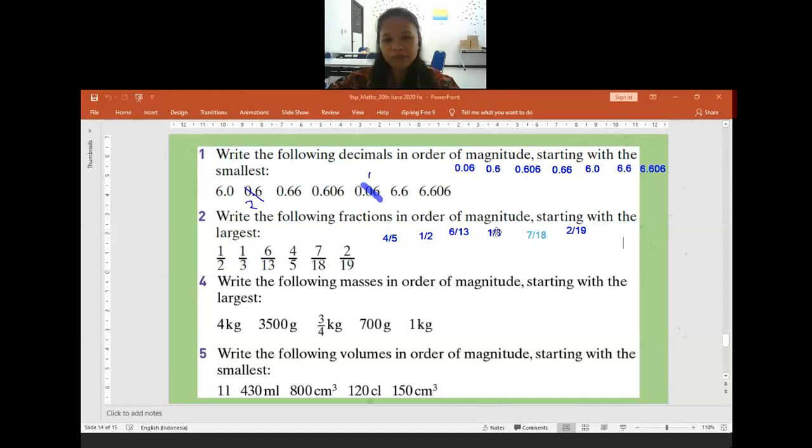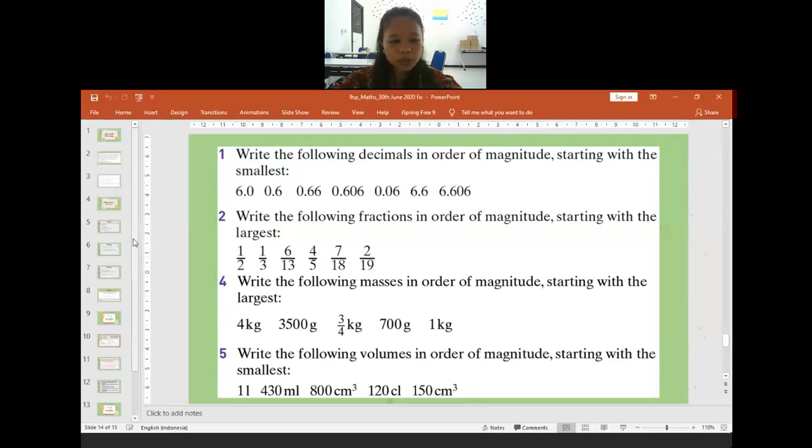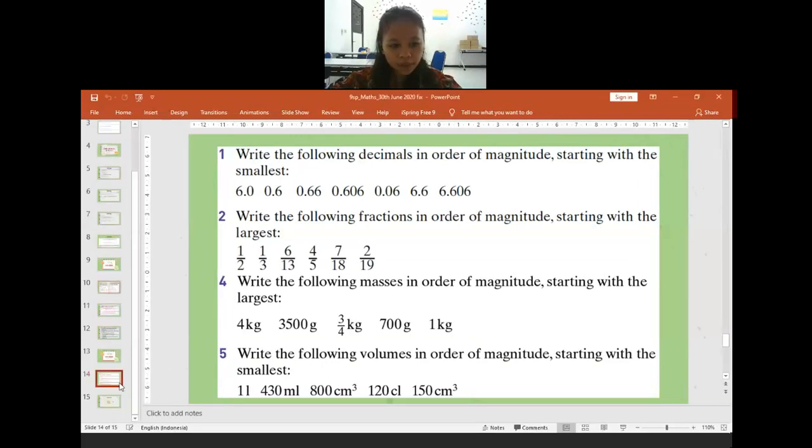And for the ordering, I don't think you will have any problem ordering the numbers from the smallest to the highest. So as the homework, please do student assessment 1 on page 28. Do question 1 until question 3. Only 3 questions, not that much. So please do it.